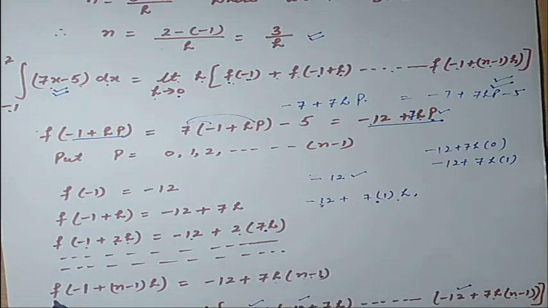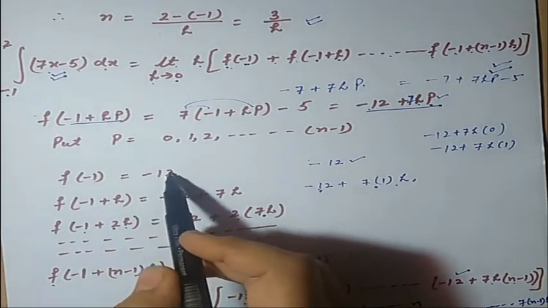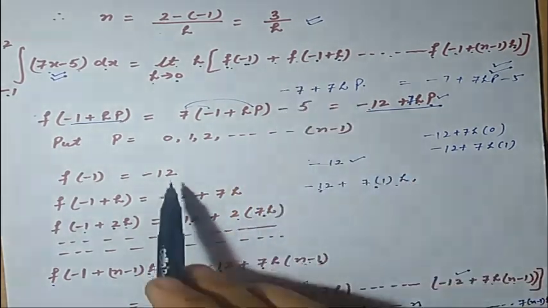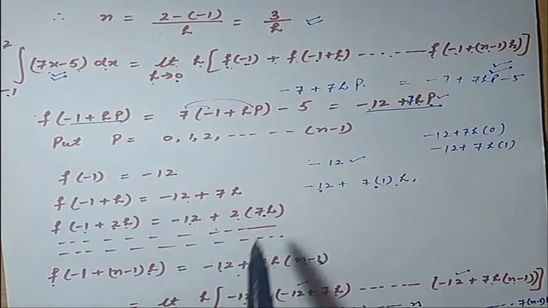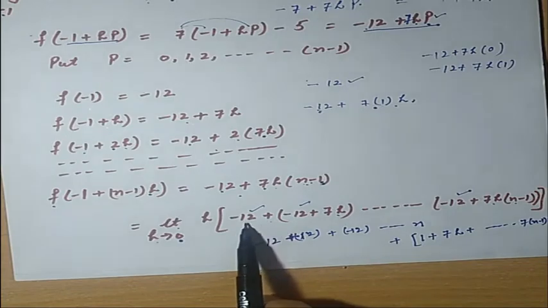When we put the value f(a + (n-1)h), it will be -12 + 7h(n-1). We will put the value of p and find the different function values. At the end, we put all these function values in this formula, and all these values have the positive sign.